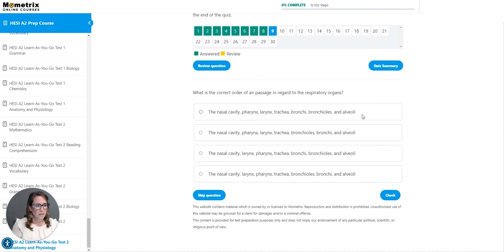So looking at these choices, your very first one looks correct. Next one was the nasal cavity, pharynx, larynx, trachea, bronchioles, bronchi, and alveoli.